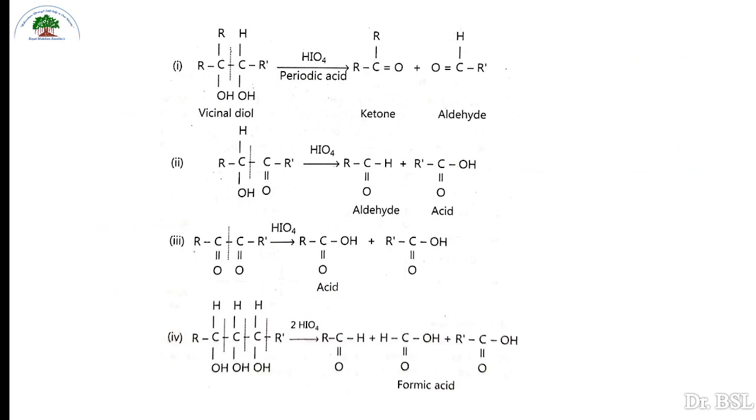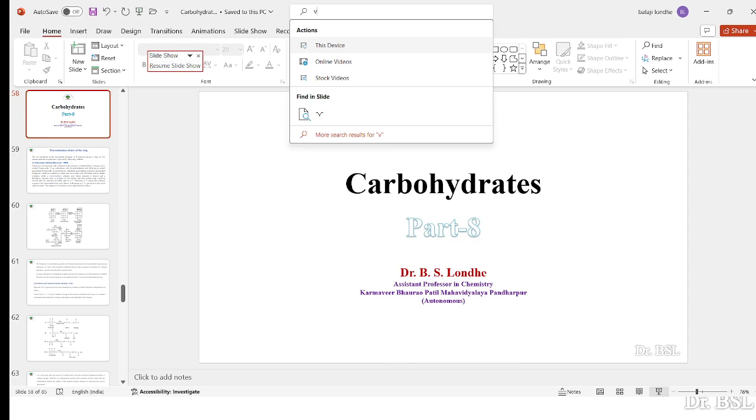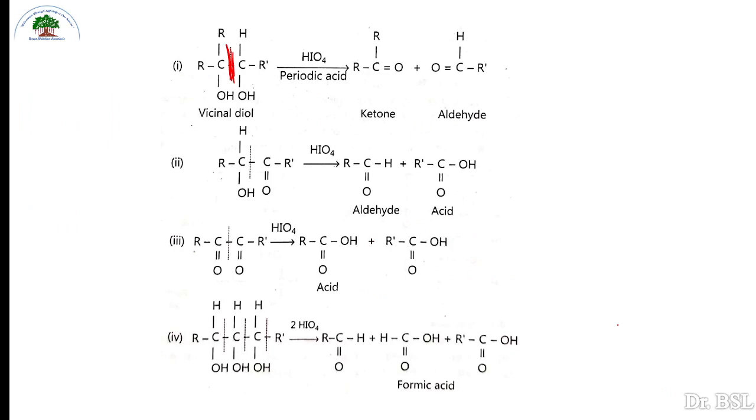So here, in this vicinal diol, cleavage is taking place with the help of periodic acid, that is HIO4, and we get ketone and aldehyde. Similarly, these are all examples in which, in those reaction sequences, we get aldehyde plus acid, acid plus acid. Here aldehyde, formic acid and acid.